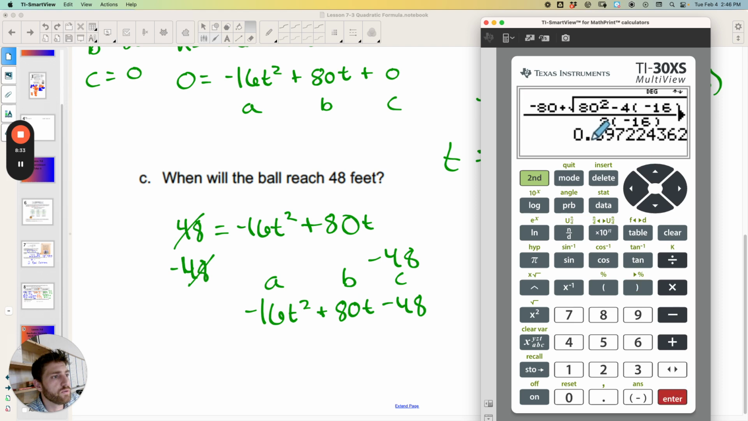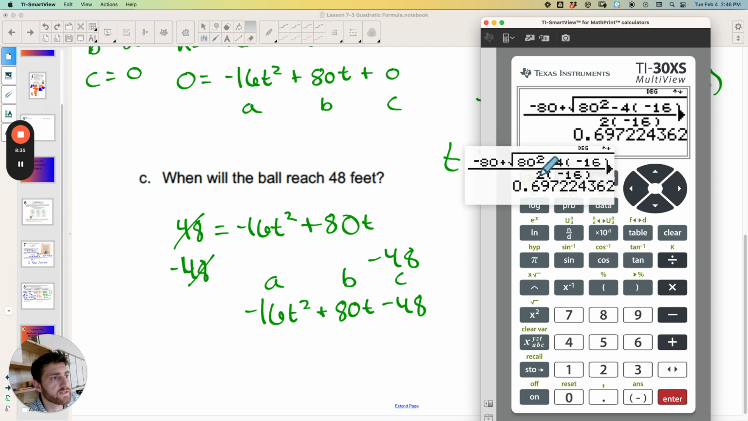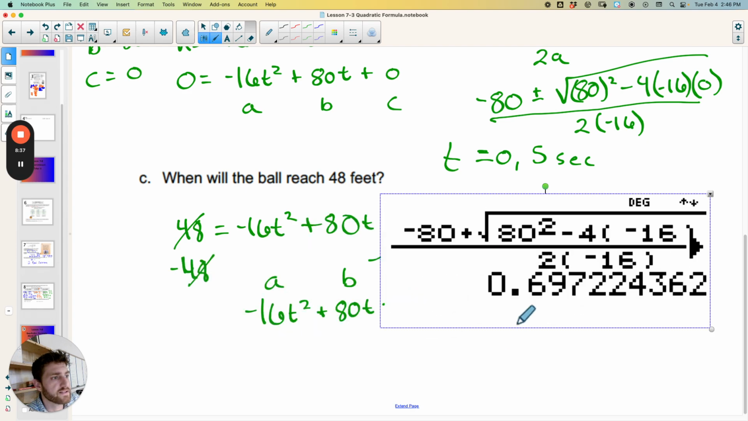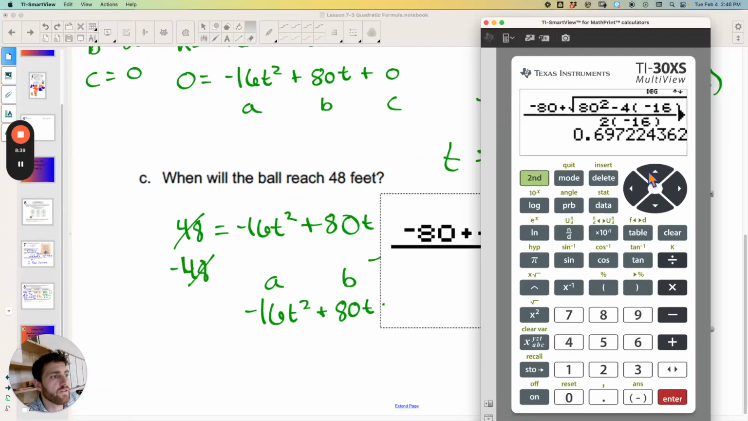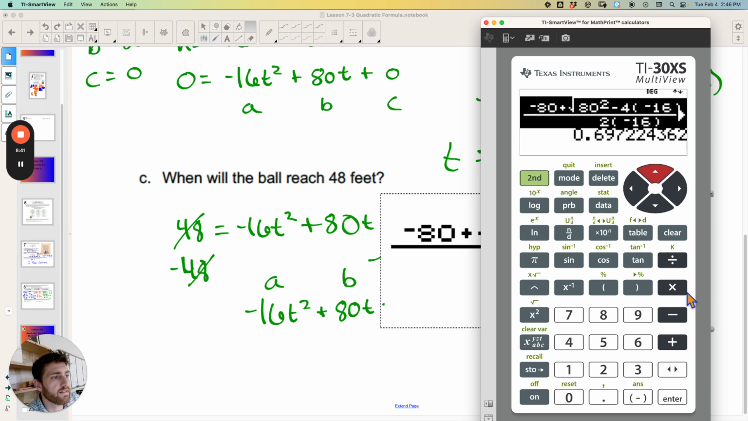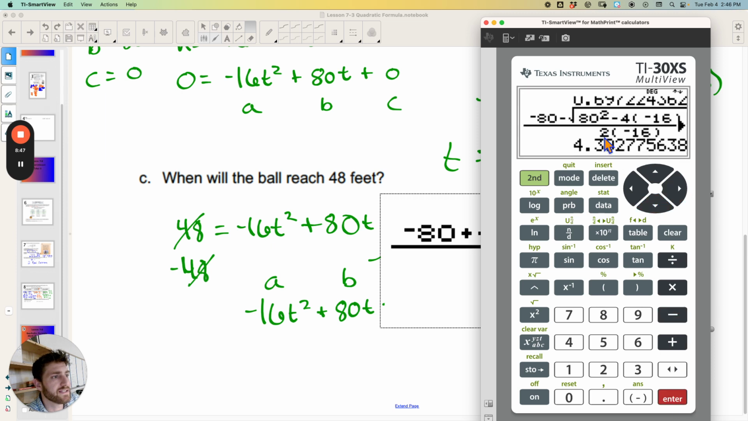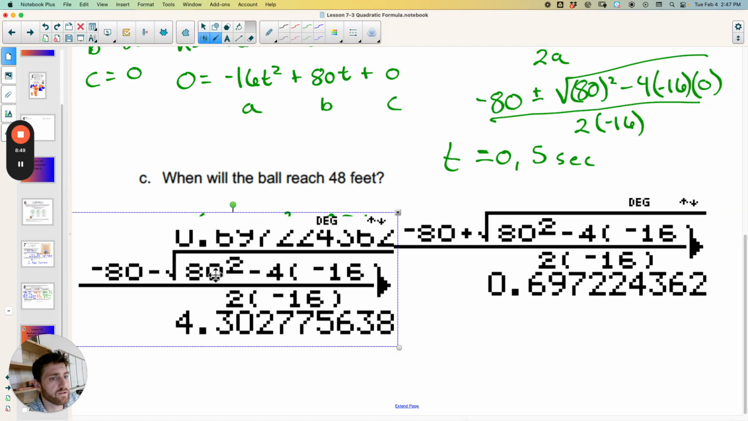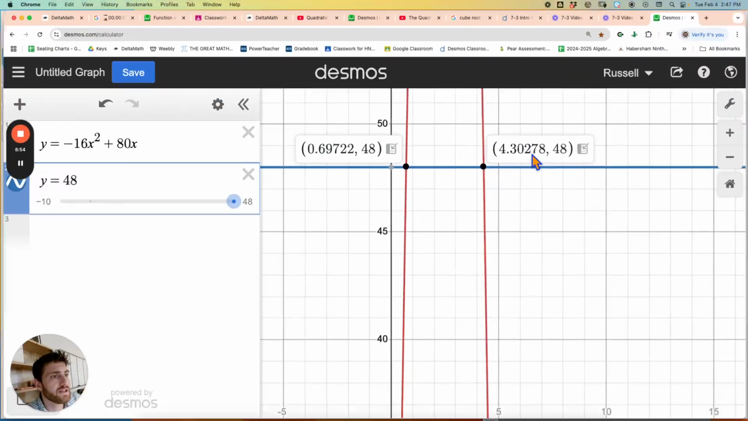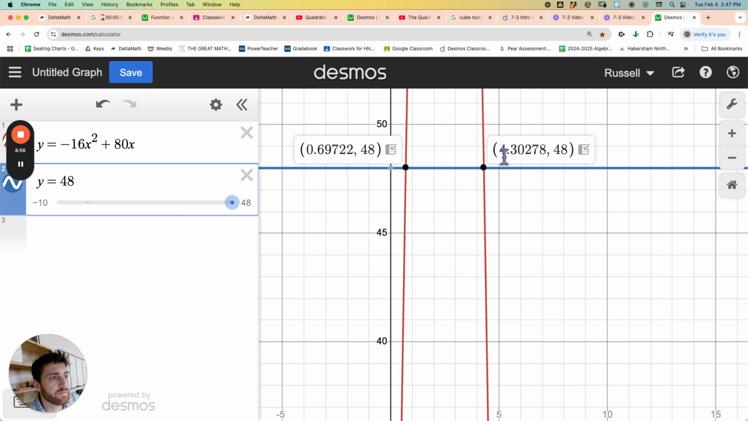And you'll see we did in fact get the same thing, 0.69. I'll drag this right over here so we can save that. And then on the other side, whenever I highlight this and change this plus to a negative here, you'll see that we did in fact get the other value. So 4.30 and 0.697, same thing on those.